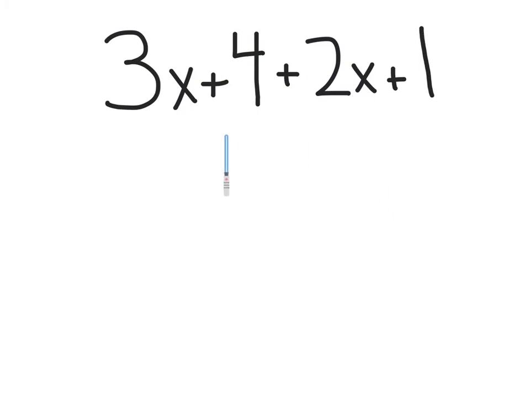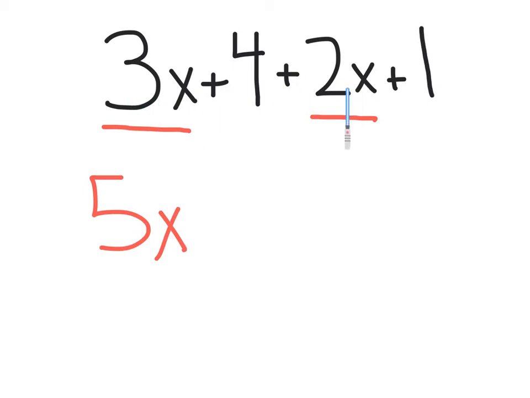In a mathematical expression, we could use the same idea by looking for terms of the same type. For this example, we have a 3x and a 2x. These are of the same type because they both have the variable x. We can combine these like terms by doing 3x plus 2x, giving us a total of 5x, which makes sense because if we've got 3x's here, 2x's here, we have a total of 5x's.